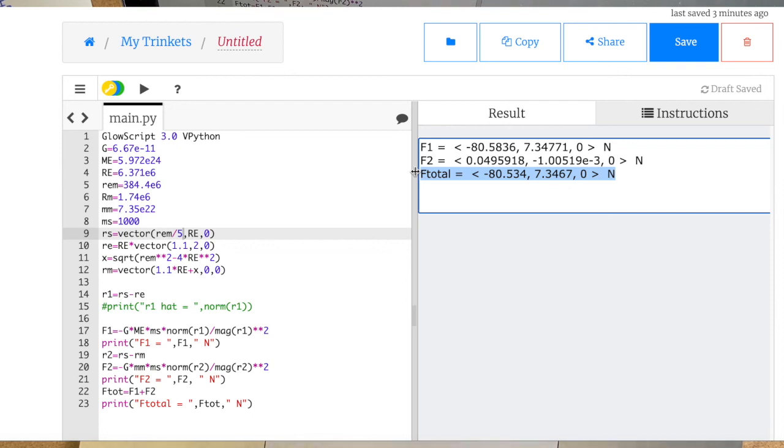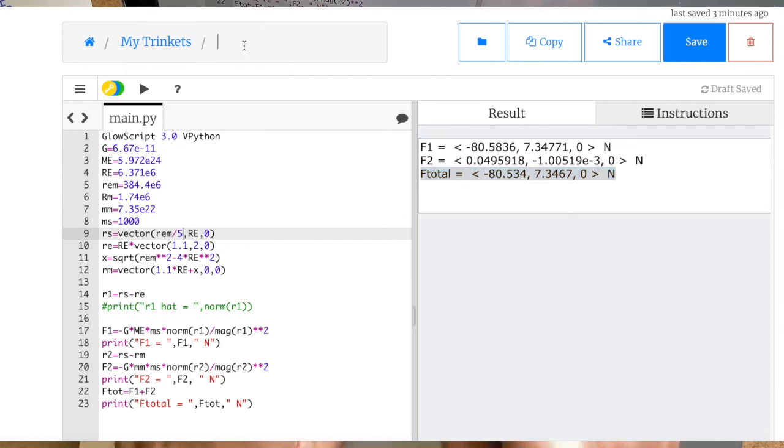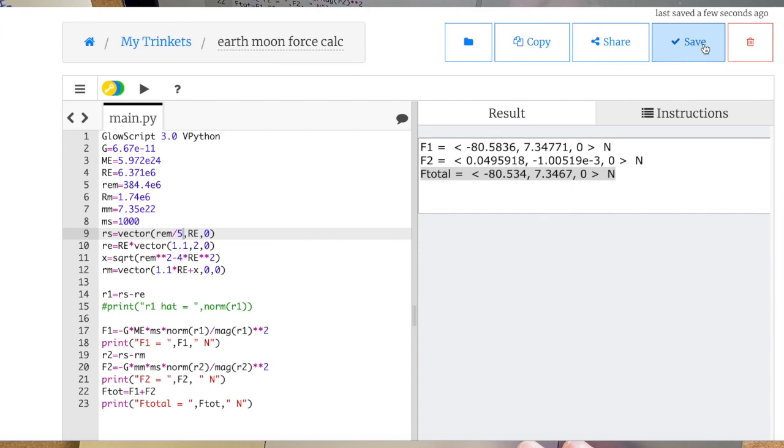Where would you have to be in order to get the gravitational force pointing more towards the moon? That's a great question for you to practice with. But you can change these numbers around. Let me save this. I'm going to give you this code, Earth, moon, force, calc. And I'll post this down in the links below.